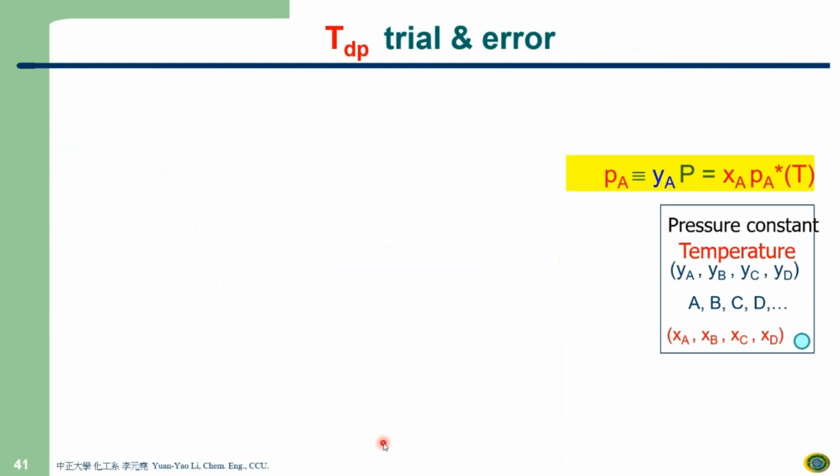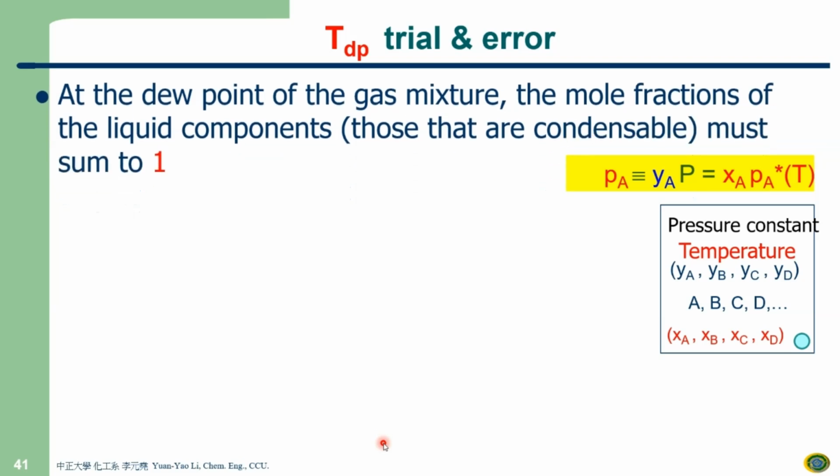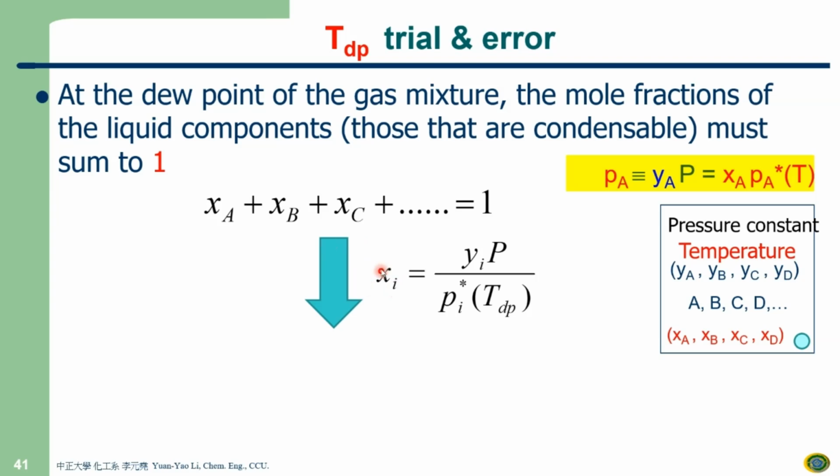Again, for the dew point temperature, you need to do trial and error. At the dew point of the gas mixture, the mole fractions of the liquid components must sum to 1. So XA + XB + XC + XD equals 1, and YA + YB + YC + YD equals 1, right? Ladies and gentlemen, please remember you have to use XA + XB + XC equal to 1.